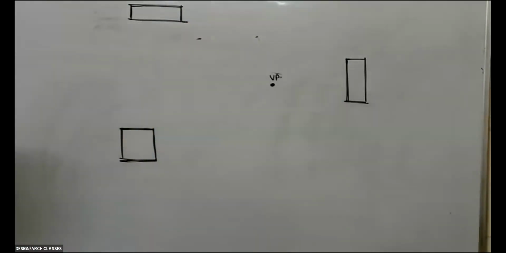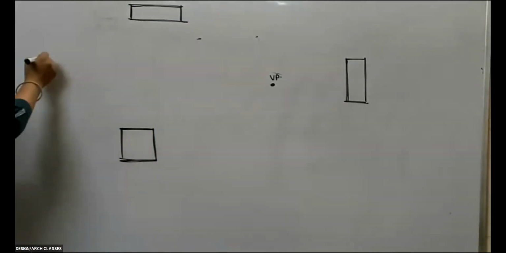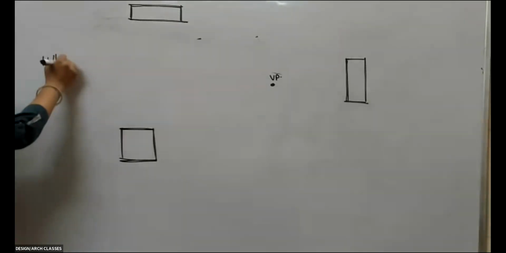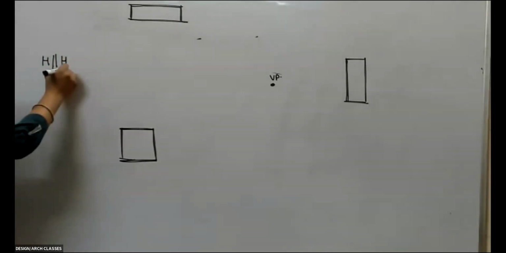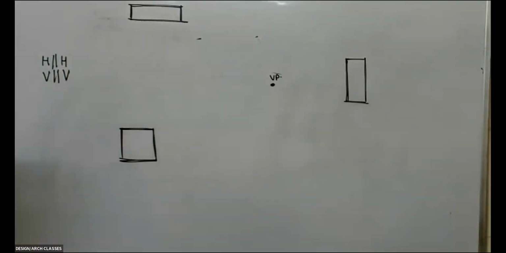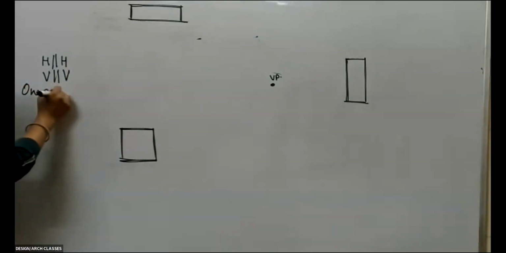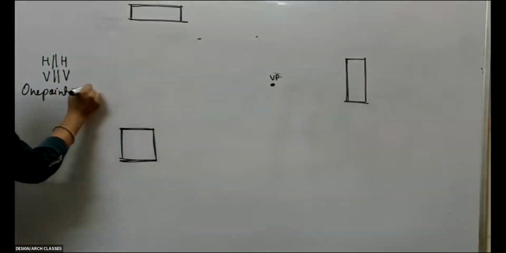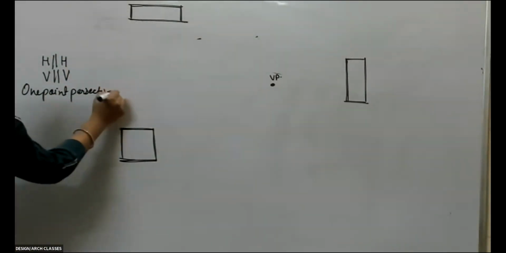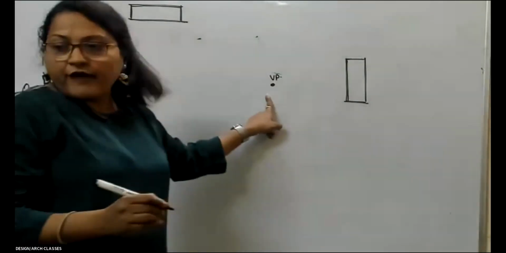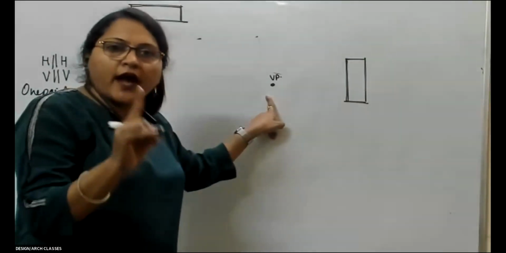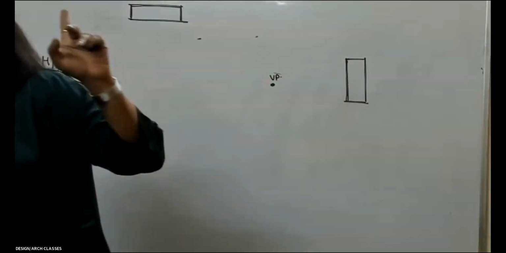So I have drawn three different structures. I made sure that my horizontal and vertical lines are parallel. Is it true? And I am going to use one point perspective, meaning one vanishing point.